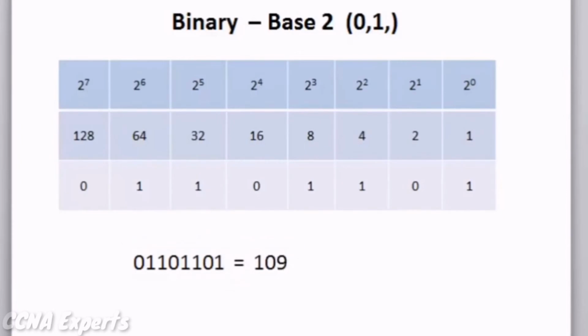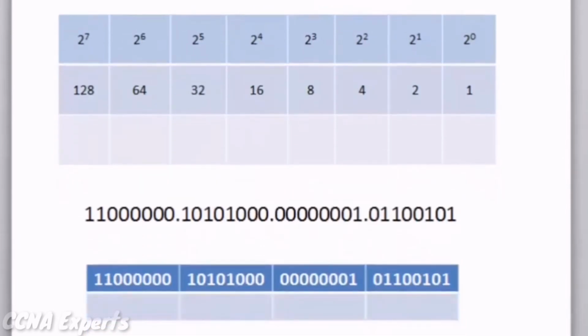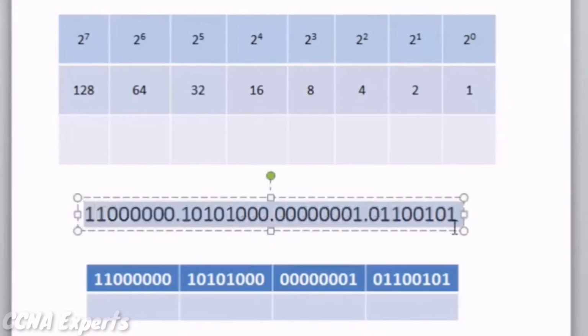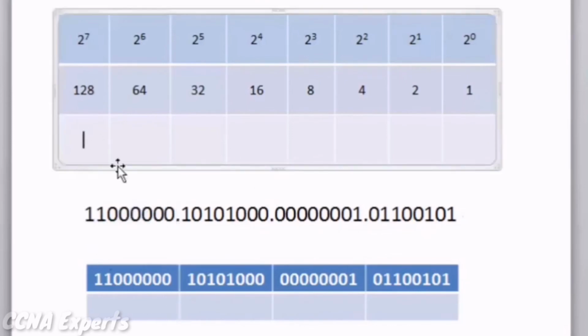Now let's look at a full IP address in binary. I'll go to my next slide, and you can see in this next slide I now have a 32-bit IP address, 4 octets, or 32 bits total. If I want to convert this binary IP address to decimal, all I need to do is count up each individual octet. Let's start with the first one right here. We can see that 1, 1, 0, 0, 0, 0, 0, 0. 128 plus 64 is 192.